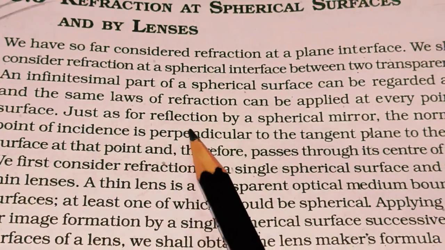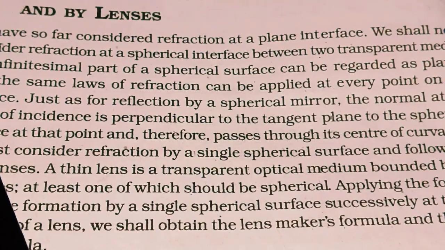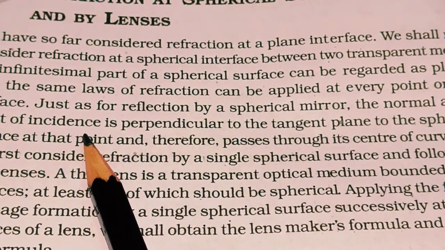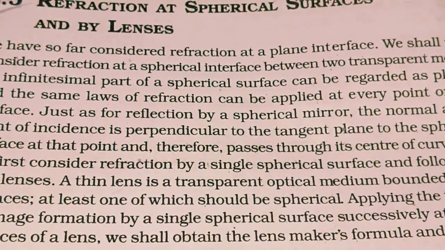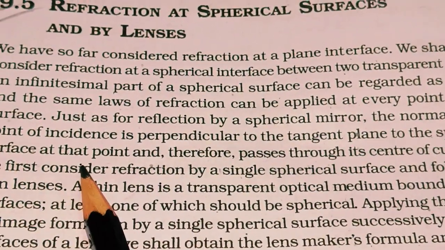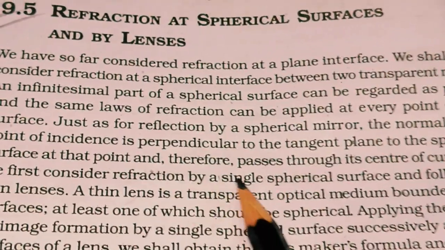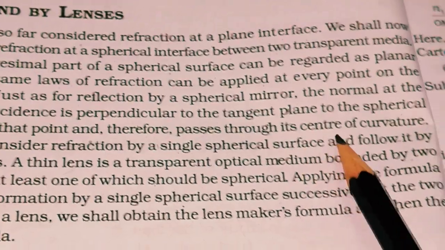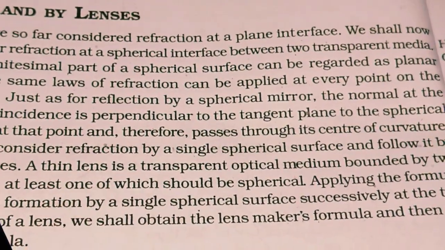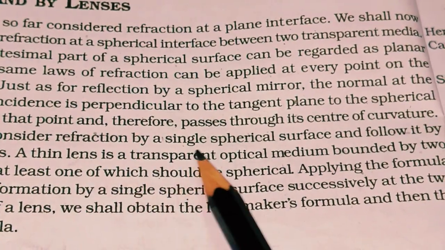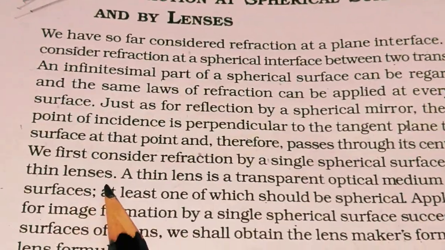Just as for reflection by a spherical mirror, the normal at the point of incidence is perpendicular to the tangent plane to the spherical surface at that point, and therefore passes through its center of curvature. We first consider refraction by a single spherical surface and follow it by thin lenses.